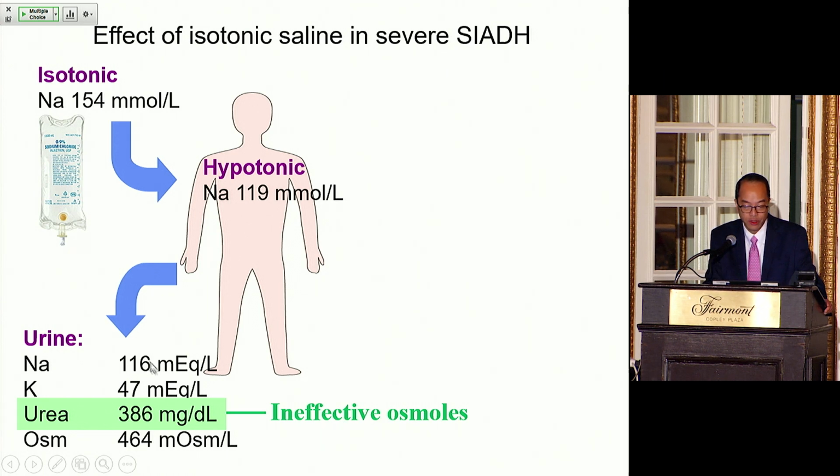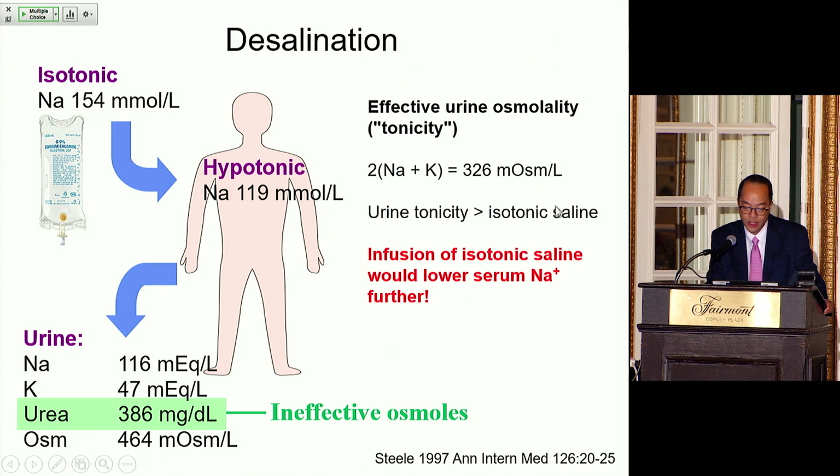So what we're really interested in is the tonicity of the urine. And that's essentially the sodium plus the potassium multiplied by 2 for any accompanying anions. So in this case, the tonicity of the urine is 326. So it's actually higher than that of serum and higher than that of normal saline, okay?